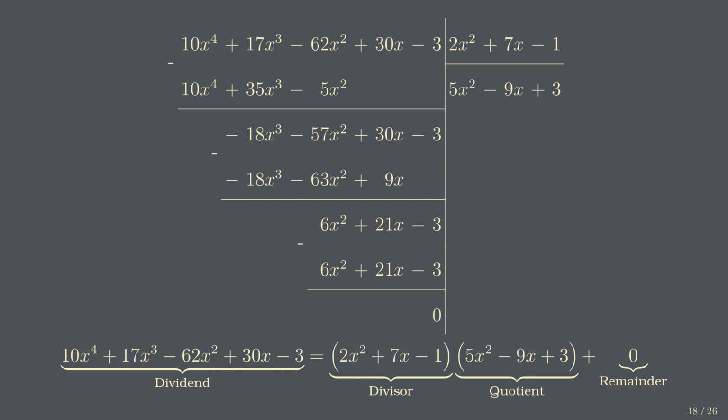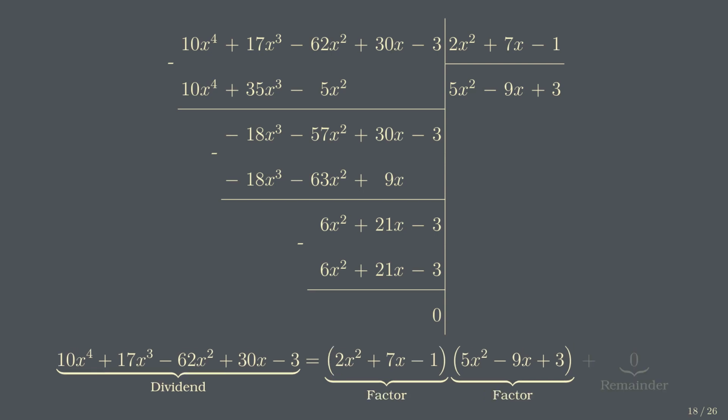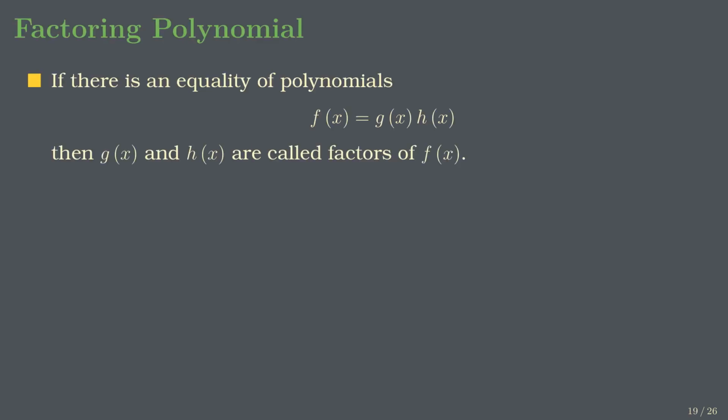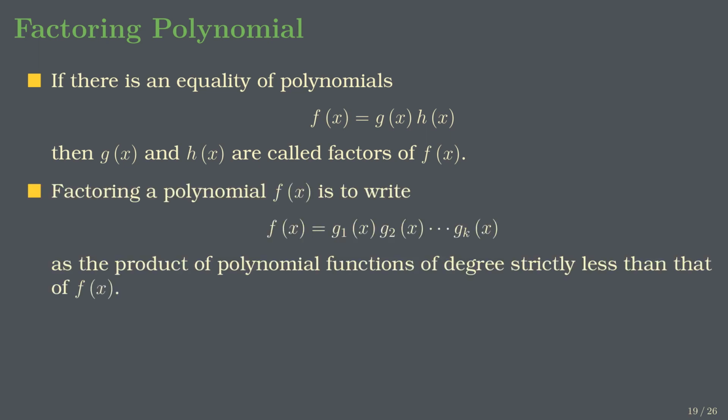In this case, each of these polynomials is called a factor of the dividend. And you say that the dividend is divisible by each of these factors. So you have the notion of a factor of polynomials, and you also have the notion of factoring a polynomial f(x).